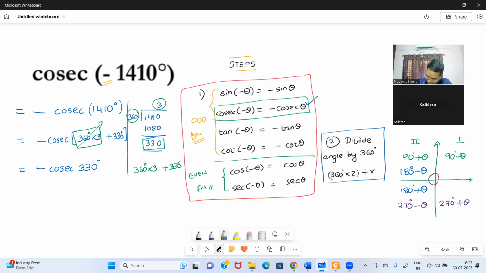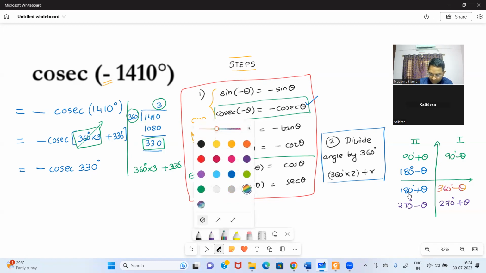From the overall position, you start here, go till here. What is this? 0. From the overall position 0, you are coming back, so 360, right? Suppose if I say 360 minus theta, where will it be? 360 minus 30 is 330, where will it be? Fourth quadrant, correct? 360 plus theta will be in the first quadrant. 360 minus theta will be in the fourth quadrant. Okay.